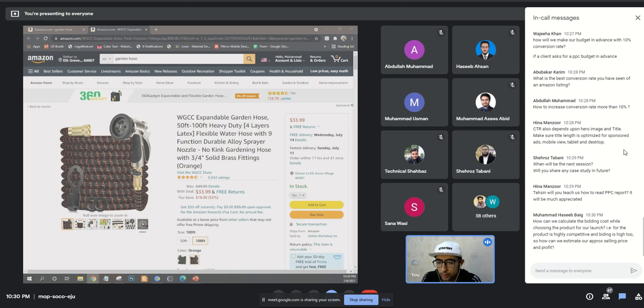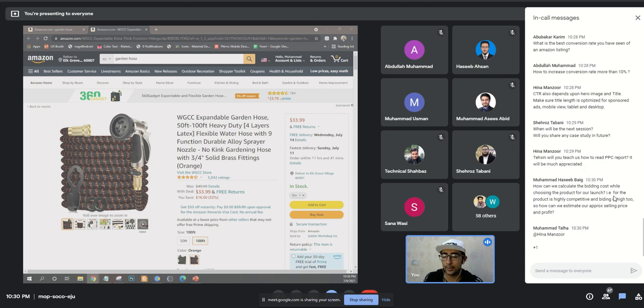CTR also depends on hero image. Yeah, of course, we can discuss this later on. PPC reporting is going to be covered, but it is in the later stages because this is not a starting topic.